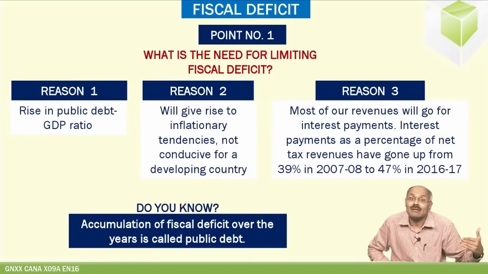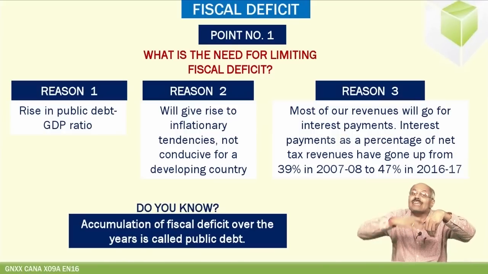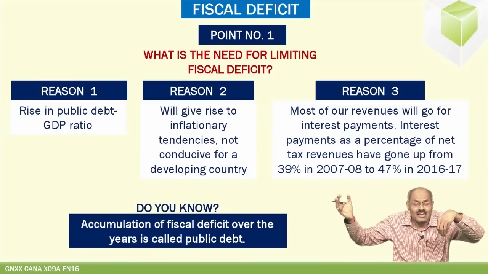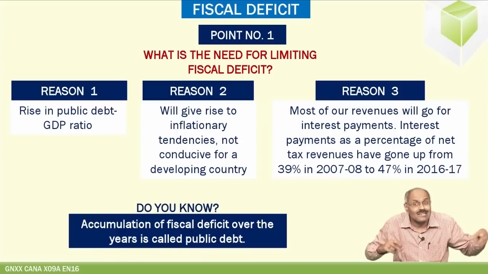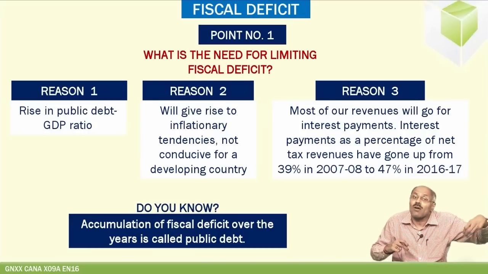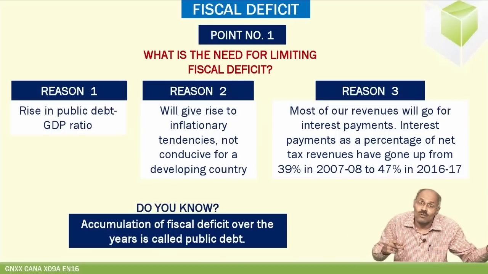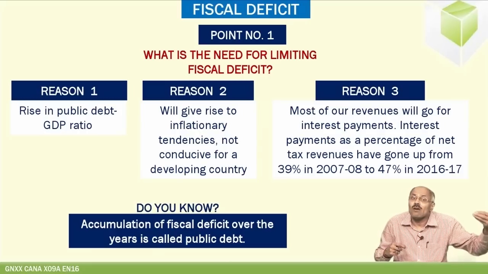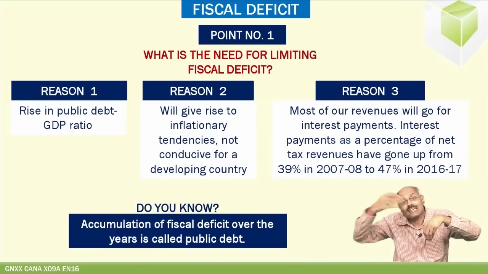What is the need for limiting fiscal deficit? The need for limiting fiscal deficit is, if the fiscal deficit exceeds a certain limit, it will give rise to a higher public debt to GDP ratio. Government is borrowing every year, and this accumulation of fiscal deficit over the years is called public debt. Last year government borrowed around 6 lakh crores, government is going to borrow money this year also, government will borrow money next year also.